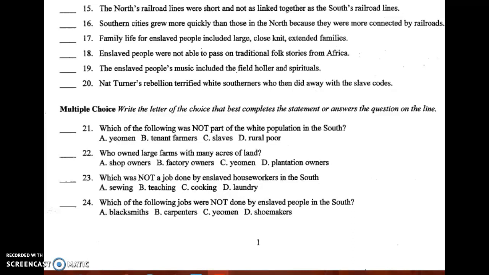The next section is multiple choice. Write the letter of the choice that best completes the statement or answers the question on the line. Number 21. Which of the following was not, remember it says not, a part of the white population in the South? A. Yeomen, B. Tenant farmers, C. Slaves, D. The rural poor.